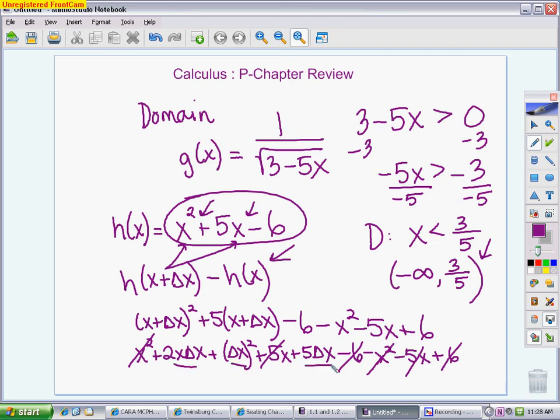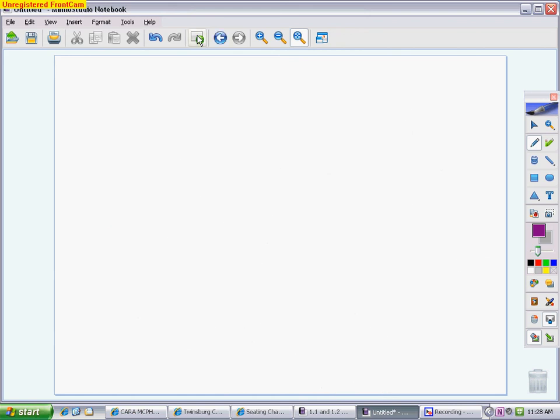So that is my final answer. You can rewrite it if you like. 2x delta x plus delta x squared plus 5 delta x. And that would be the answer for that one. That is our second one. A little bit longer problem. You will have a problem very similar to that on your test. We're going to do one more problem.